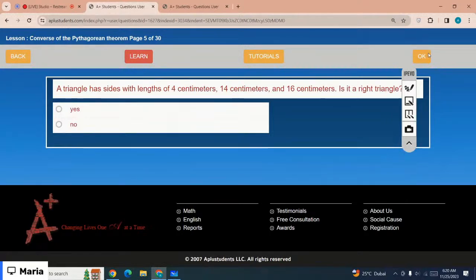Okay, a triangle has side lengths of 4 centimeters, 14 centimeters, and 16 centimeters. Is it a right angle triangle?